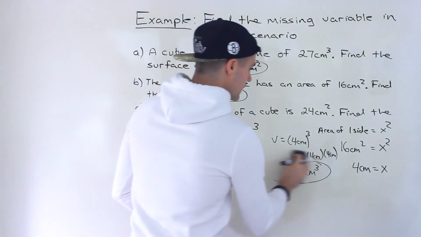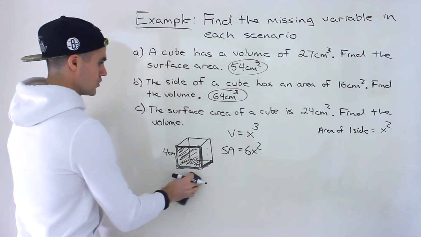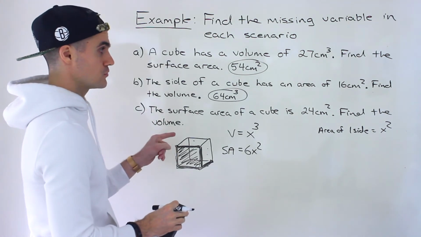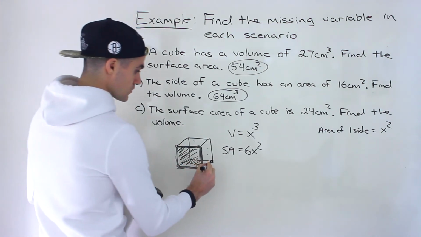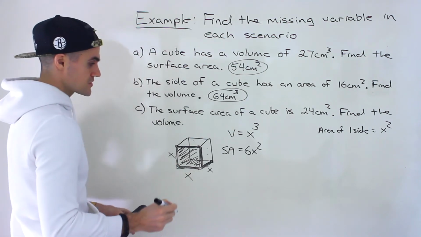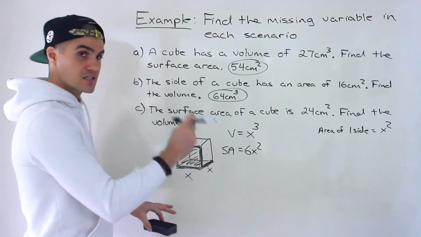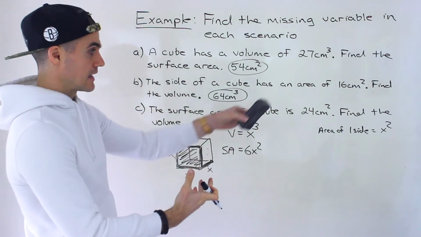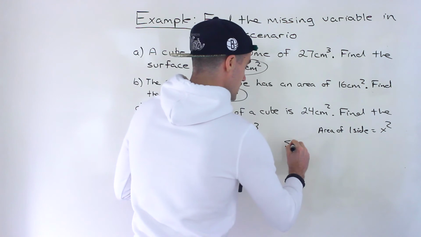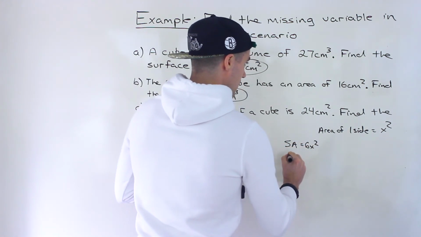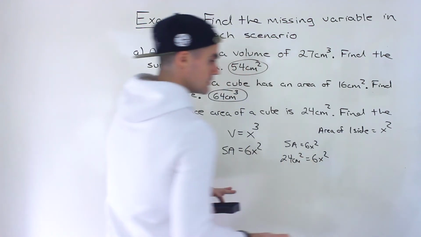Okay, and then part C finally. Let's erase all of this here. What are we given? We're told that the surface area of a cube is 24 centimeters squared, and we have to find the volume. So we bring back our variables, x, our unknowns. In this particular cube, we're told the surface area, meaning the sum of the area of all 6 sides, is 24 centimeters squared. So we would be using this formula over here: the surface area equals 6x squared. So we'd have 24 centimeters squared equals 6 times x squared.